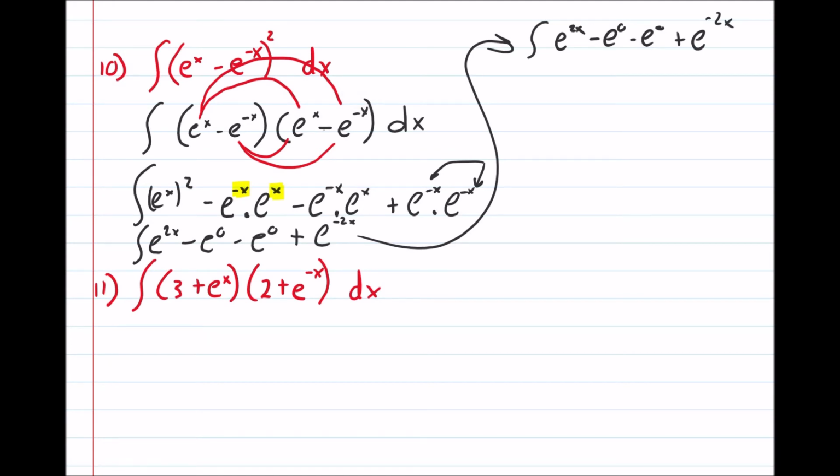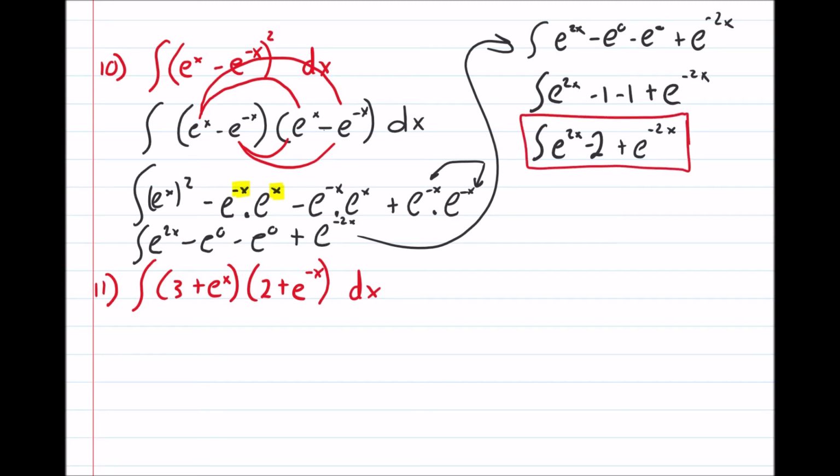Well, anything to the power of 0 is 1. Okay, so it's e to the power of 2x, and minus e to the power of 0 is minus 1, and minus e to the power of 0 is minus 1, plus e to the minus 2x. And simplifying that, then we get the integral of e^2x minus 2 plus e^minus 2x. Okay, so now we have it simplified, multiplied out and simplified as much as we can. So there we go. We still have to integrate that. Okay, so let's integrate it.